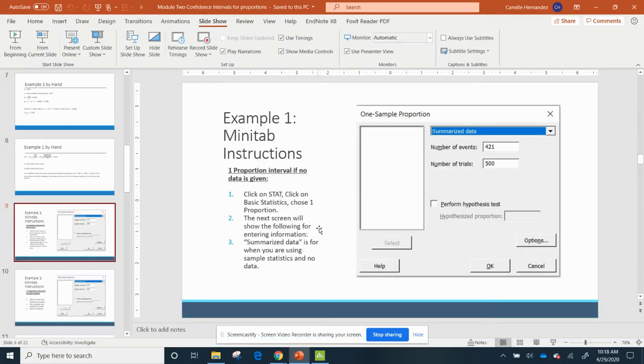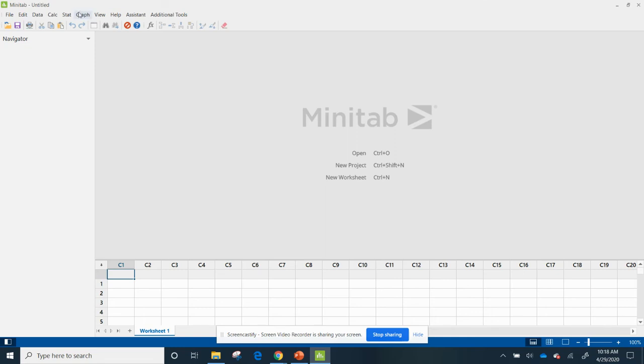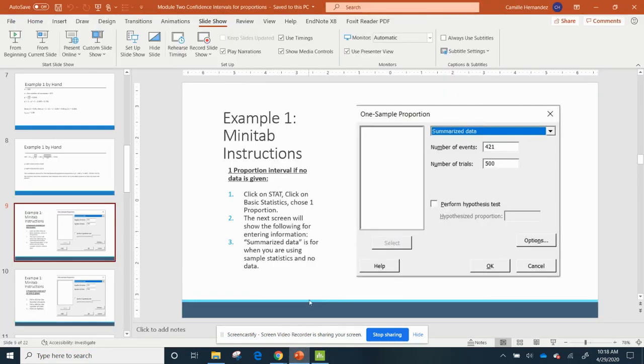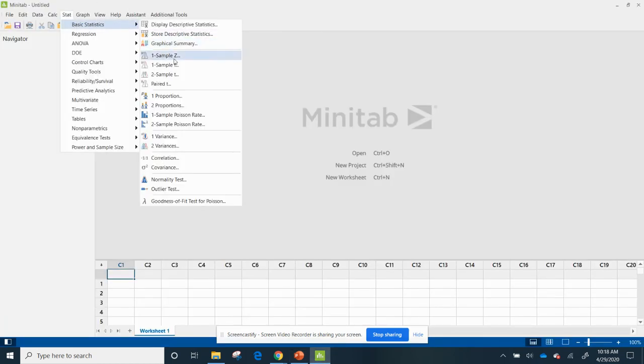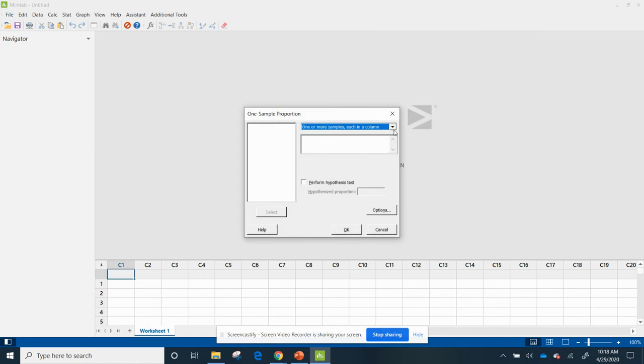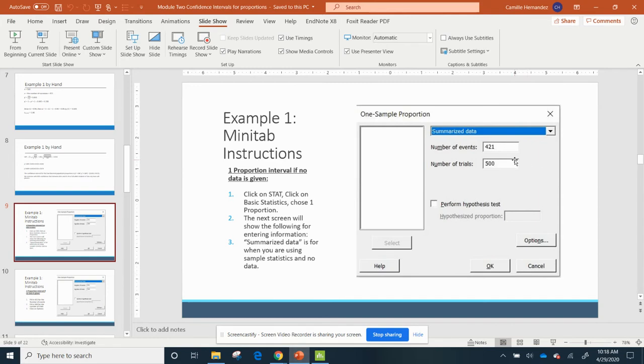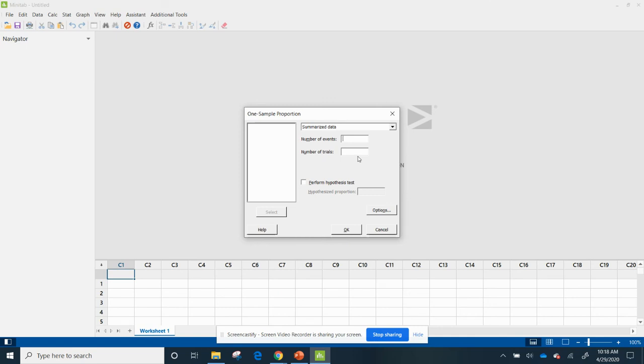Okay. So I go to Minitab and I go to, let me make sure I'm doing this right. Yeah. So you go to stats, basic statistics, one proportion. So I'm going to do this as summarized data. So remember, this is where it gets a little bit tricky. Number of events is the smaller number, number of trials will be bigger. So there we go. So I put 421 for my events and 500 for my trials.